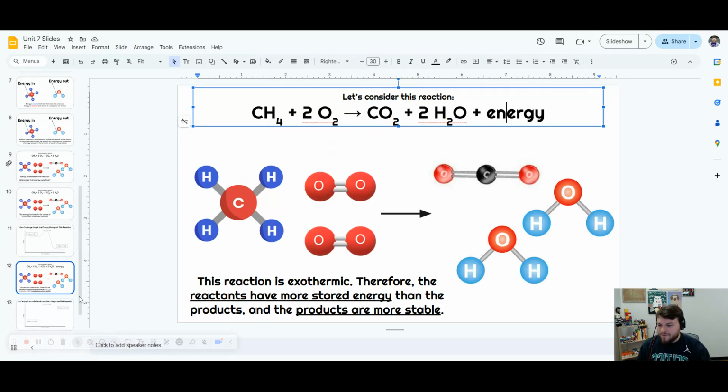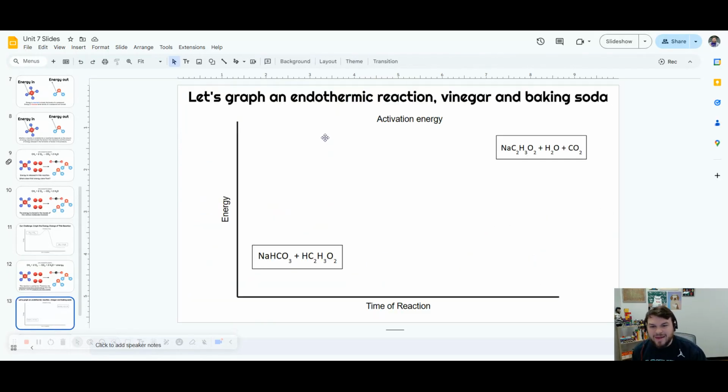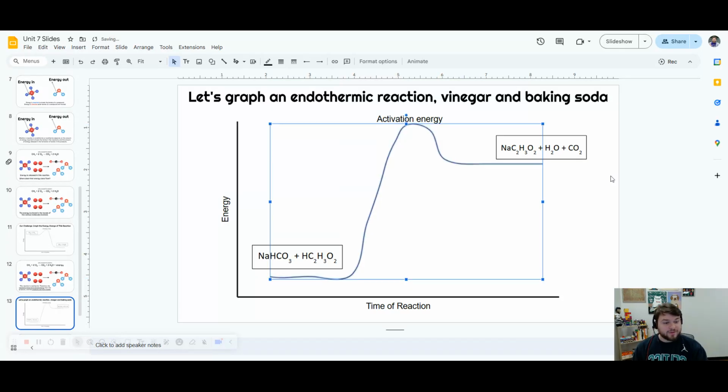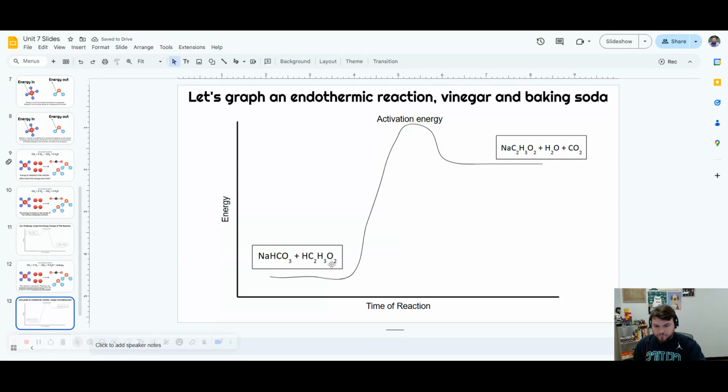We also have the opposite that can occur in an endothermic reaction. Okay, so let's scribble here. So in this process, I have baking soda and vinegar. And so what happens when we put those together is those components will immediately react with one another, and they actually get their energy from outside sources. So you can see here our energy is actually increasing over time.